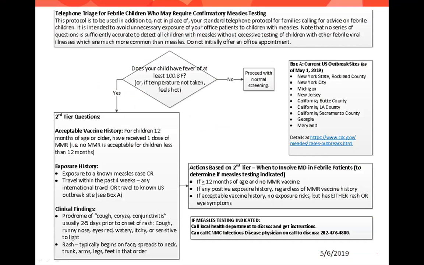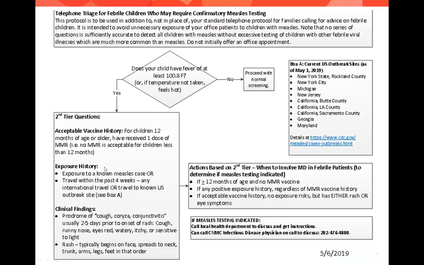If yes, then the telephone triage person would ask some second-tier questions, and then depending on the answers to those second-tier questions, that telephone triage person should involve the clinic MD to assist. So talk to the family more, ask further questions that would determine if the child has measles, or potentially has measles, and what the next steps would be.